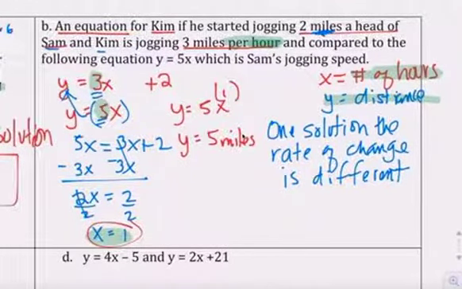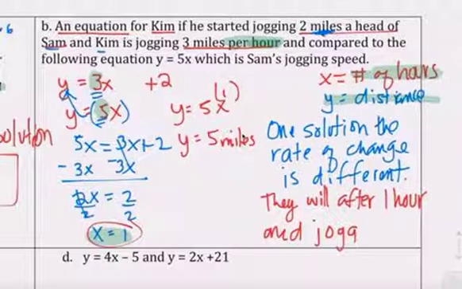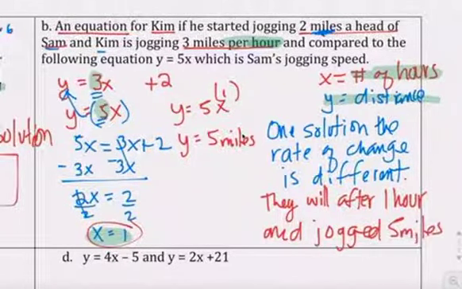So in this case, one solution, because the rate is different, and we found our answer. They will meet after 1 hour, and jogged how far? And jogged 5 miles. Correct? So (1, 5) is when they meet.